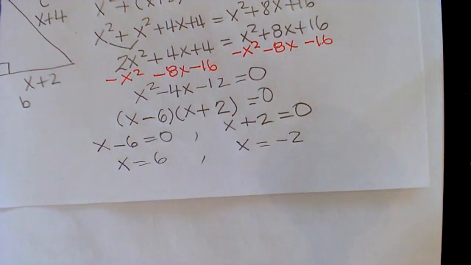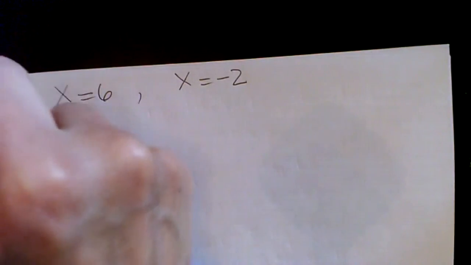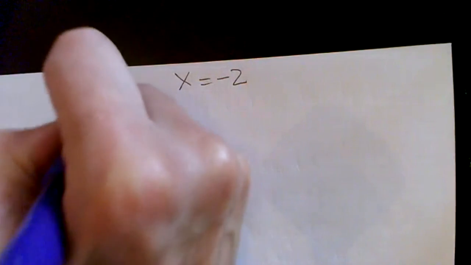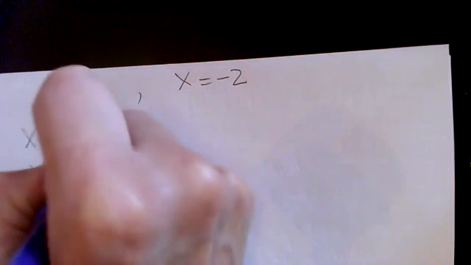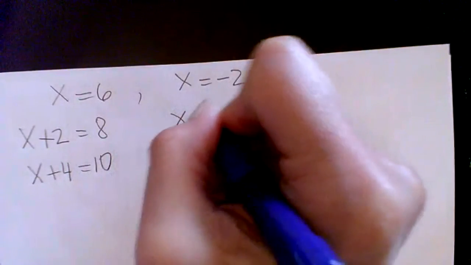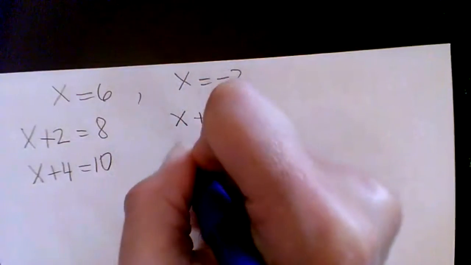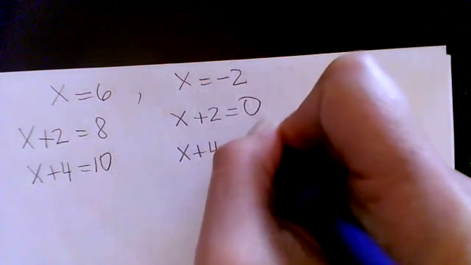Hold on. So let me write it down here again. So we have x equals 6 and x equals negative 2. That's what I got from here. Right? So let's do this part again. That's x. X plus 2 will be 8. X plus 4 will be 10. And on this side, x plus 2 is going to be 0. And x plus 4 is going to be 2.